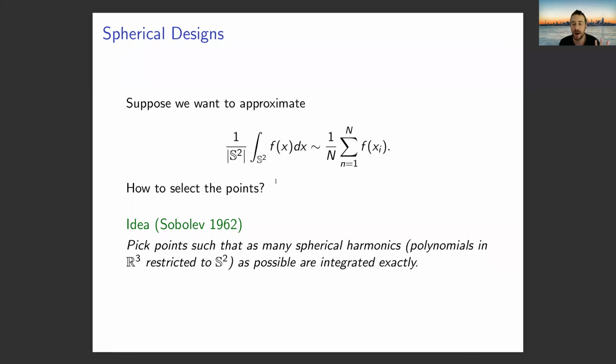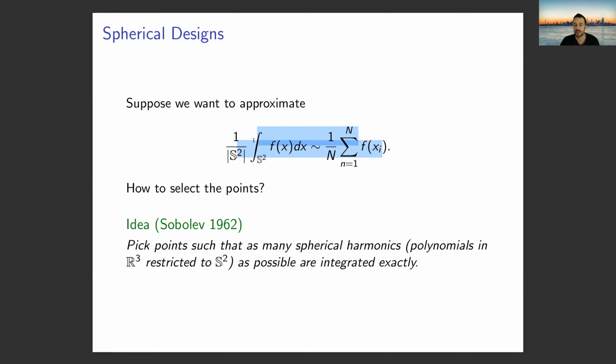It says, how about I require that this is an equality for a suitable class of functions? You could say, I want this to be true for constants. Okay, for constants, this is always going to be true. I want it to be true for linear functions. Then the question is, what sort of function class do you pick? And what Sobolev proposes is to take the spherical harmonics.